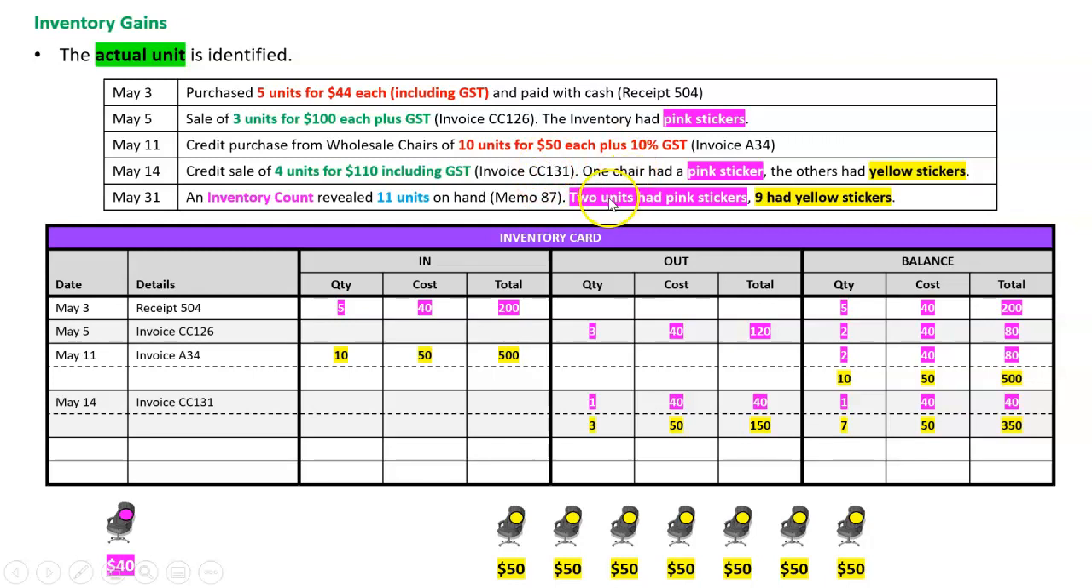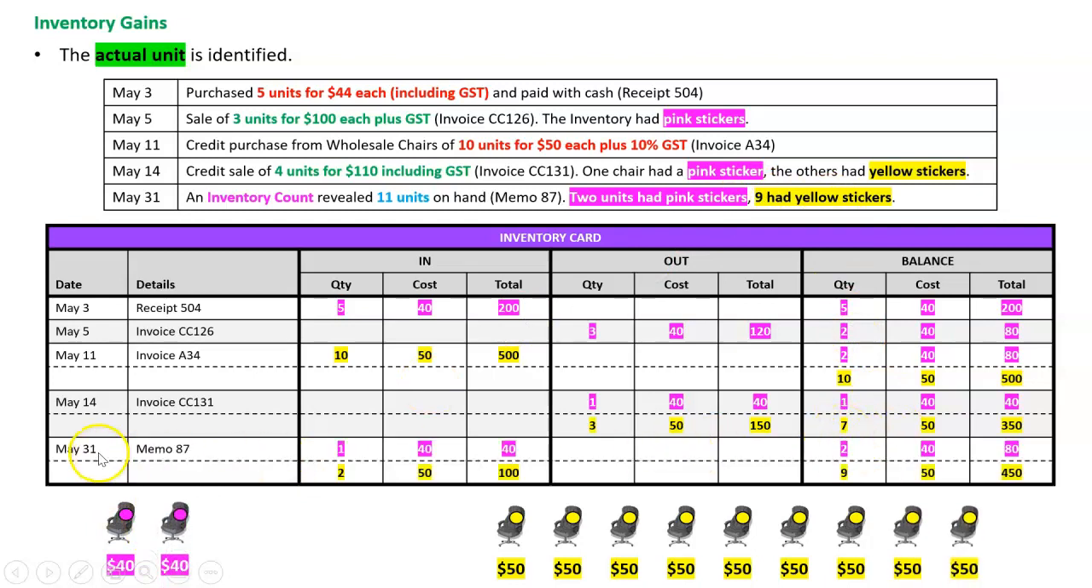And it says 2 of these units had pink stickers and 9 had yellow. Now at the moment I've got 1 with pink, so I've gained an extra pink one, and I should have 9 with yellow stickers, and I've only got 7, so I must have gained 2 yellow stickered ones. So I'm going to do the date here. It'll always be the last day of the period. That's when we do an inventory count. I've got the memo number. I gained 1 chair at 40, and I gained 2 chairs at 50.